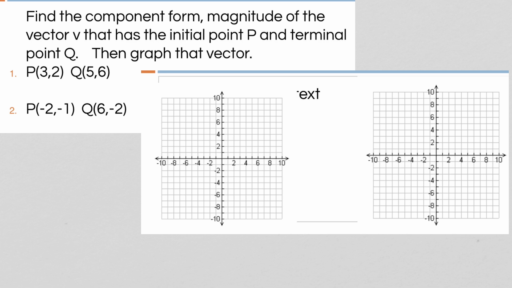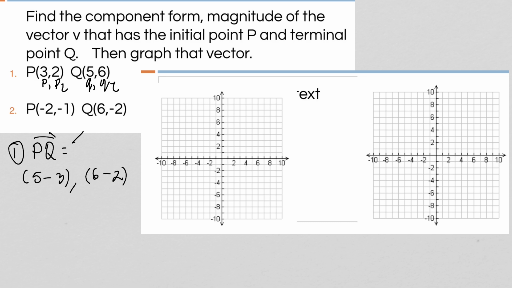So the first one says, find the component form, the magnitude of the vector that has the initial point P and terminal point Q, then graph that vector. We could graph it first if you'd like. So let's see, we have our P. Let's say we have number 1. We're going to be doing our component form for PQ vector, and that formula was taking my Q1 and subtracting it from P1. So I'm doing 5 minus 3. And then the other piece is 6 minus 2.